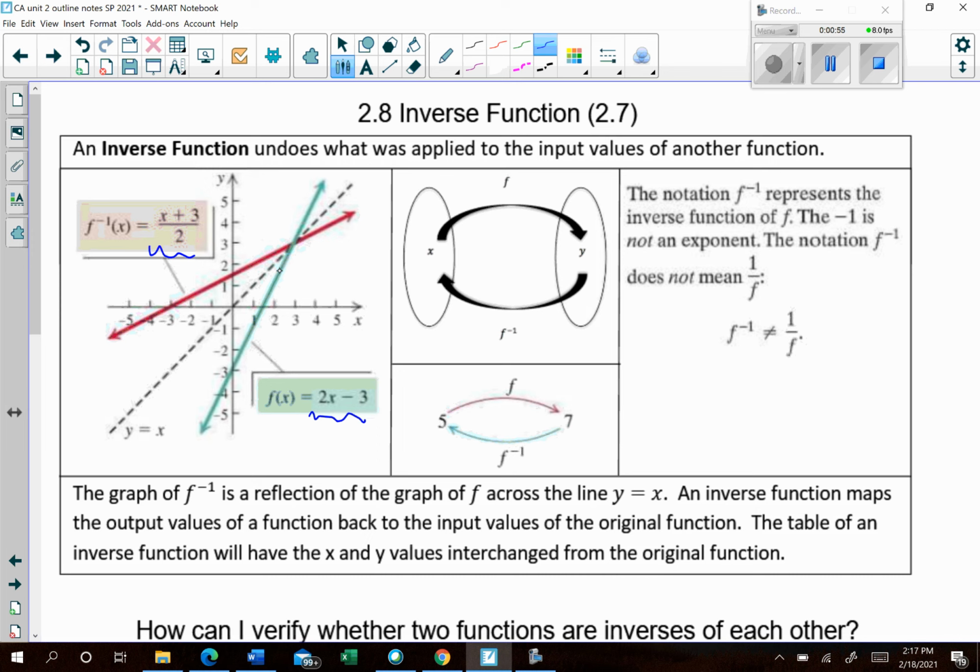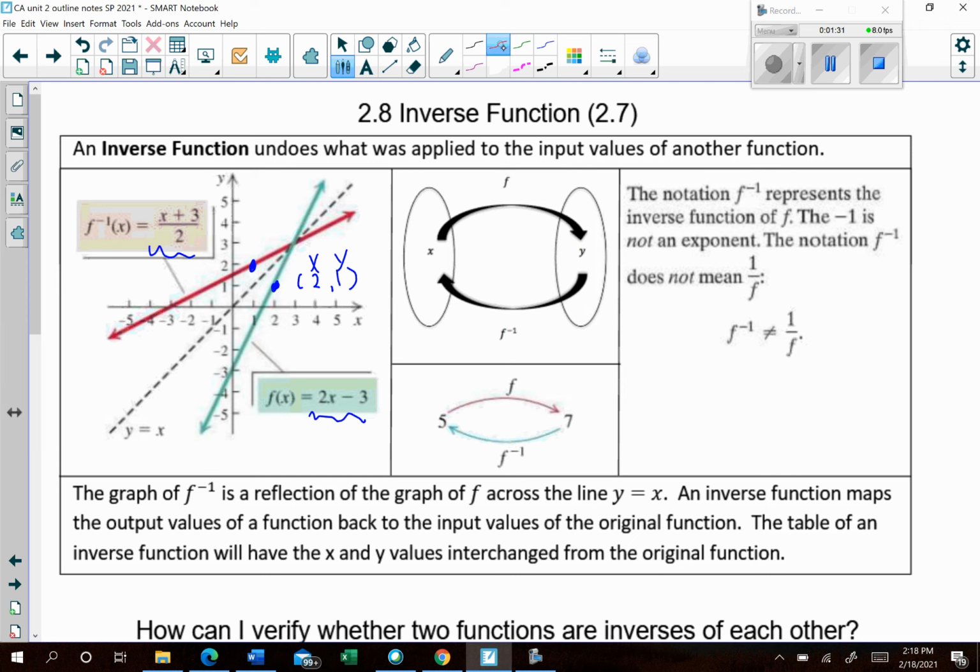So you can sometimes visually tell when functions are inverses of each other, and we'll take a closer look at all that in a moment. But basically, let's look at this green one here. I'm going to pick up this point right here. It looks like this point is (2, 1), right? So when x equals 2, y equals 1. And the inverse function will just go in reverse, so you'll see when x is 1, y is 2.